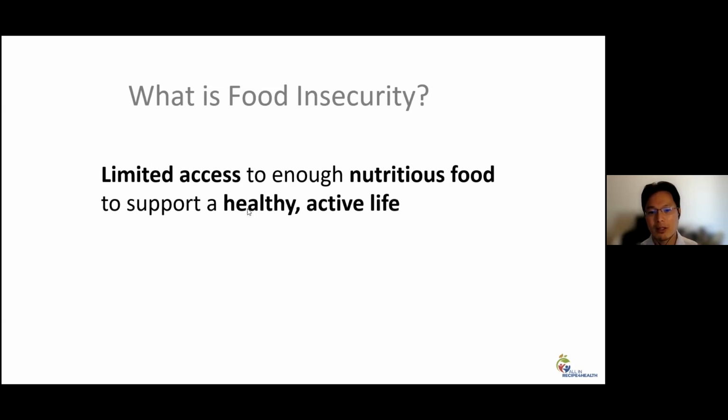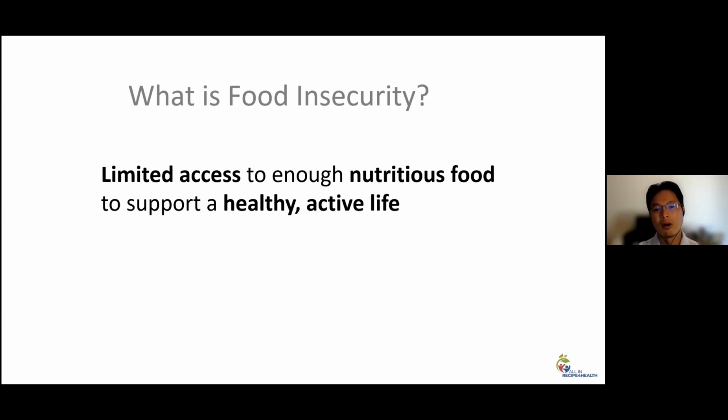This is the third piece that's often missing. People don't recognize this part. Okay, we got the access part. They may get the nutritious part, which is really important, but the healthy and active life is not always there. This field has moved. Historically, we talked about hunger, and we just wanted people not to be hungry. So it's like any kind of food is good, just don't be hungry. You want Cheetos, donuts, Doritos, whatever, that's fine. Just make sure I'm not hungry.